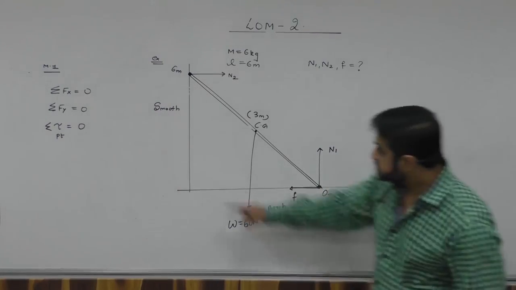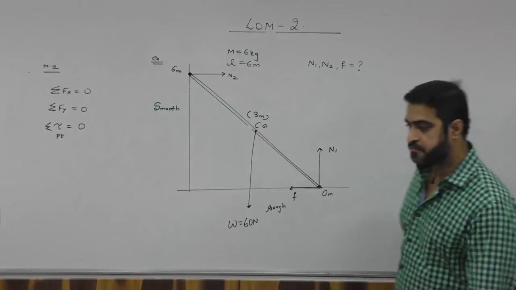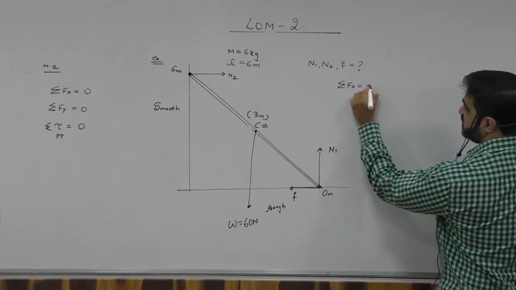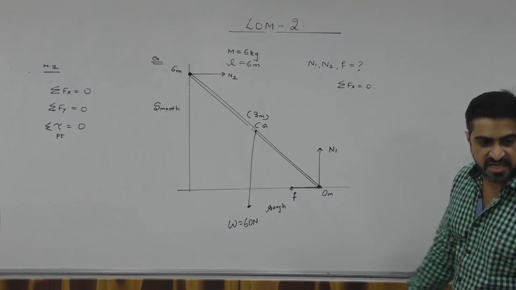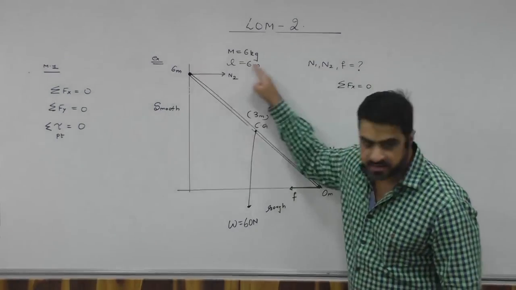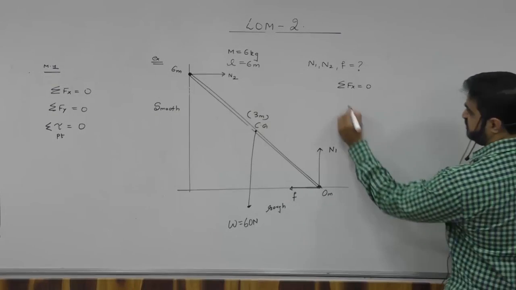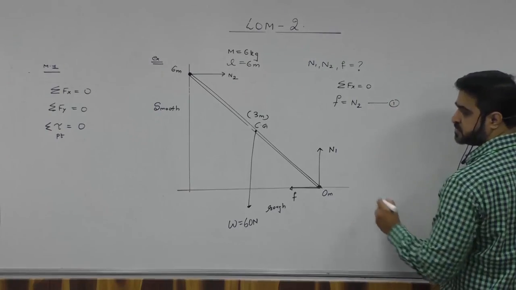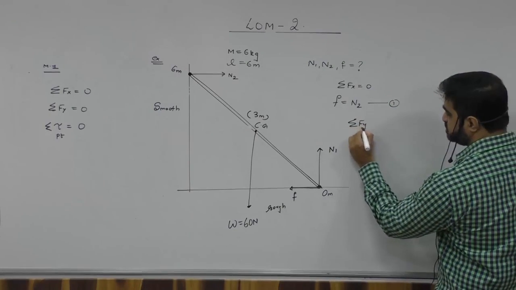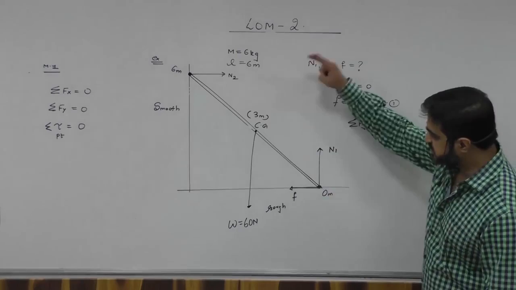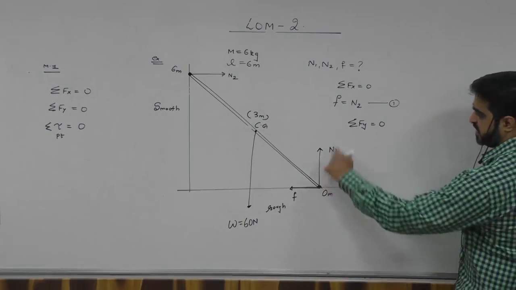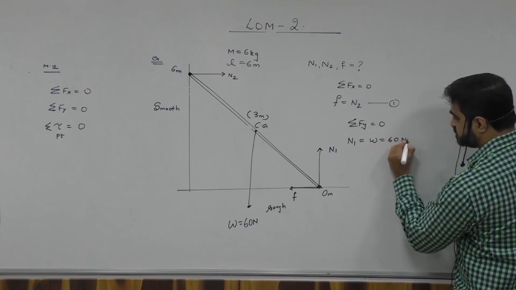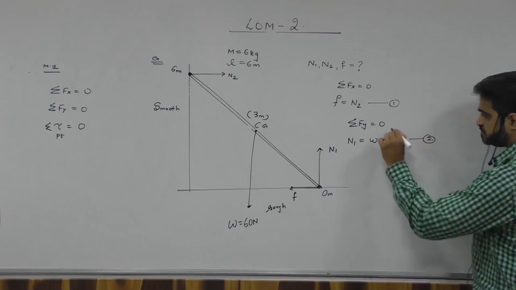Now what to do? Look at this. 1, 2, 3. First method. Summation Fx is 0. Fx is 0 means along the x-axis. Can I say left is equal to right? So F will become N2, equation 1. Summation Fy is 0. Means what? Up is equal to down. What is up? N1. What is down? Weight. This is 60 Newton, right? Let's get this answer.